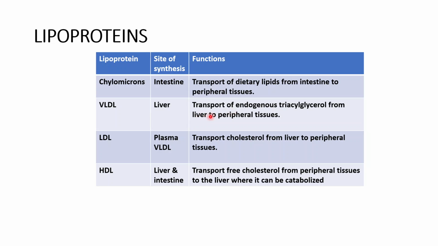So VLDL transports endogenous triacylglycerols from the liver to the peripheral tissues. LDL, the site of synthesis is plasma VLDL, transports cholesterol from the liver to the peripheral tissues. Then HDL, made in the liver and intestine, transports free cholesterol from peripheral tissues to the liver, where it can be catabolized.